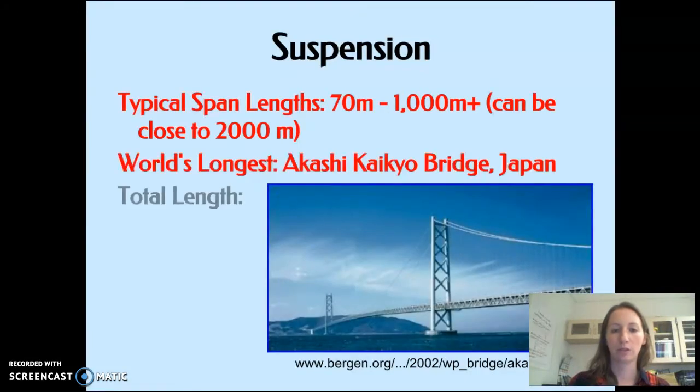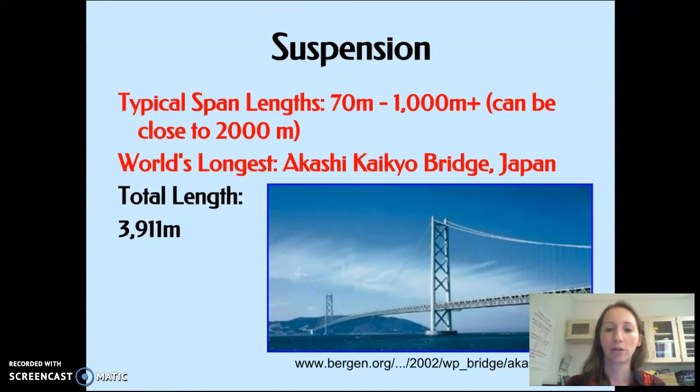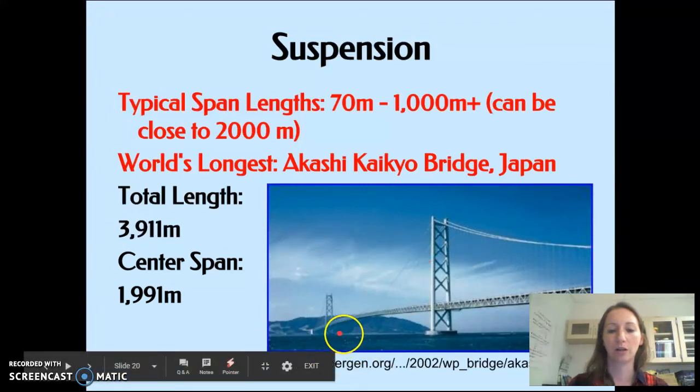A few examples. Right, typical span length of a suspension. They can get to 1,000 meters, some of them 2,000 meters. They can be quite long. They're really one of the longest bridges that we have in the world. Those tend to be suspension bridges. The world's longest is the Akashi Kaiko Bridge in Japan, and that spans 3,911 meters. And just that little center span in the middle here is almost 2,000.